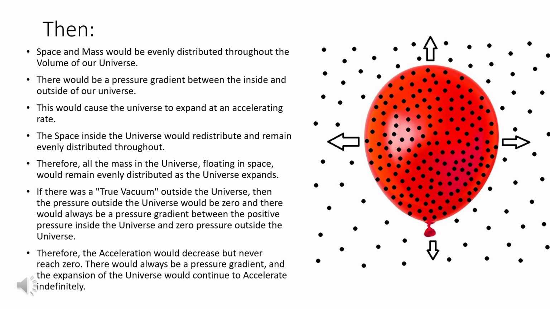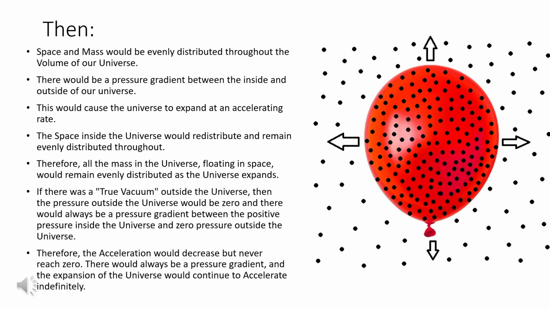If there was a true vacuum outside of our universe, then the pressure outside our universe would be zero, and there would always be a pressure gradient between the positive pressure inside our universe and no pressure outside our universe. Therefore, the acceleration would decrease as the pressure gradient decreased, but the pressure gradient would never reach zero. There would always be a pressure gradient, and therefore there would always be an outward force acting on our universe, and the expansion of our universe would continue to accelerate indefinitely.